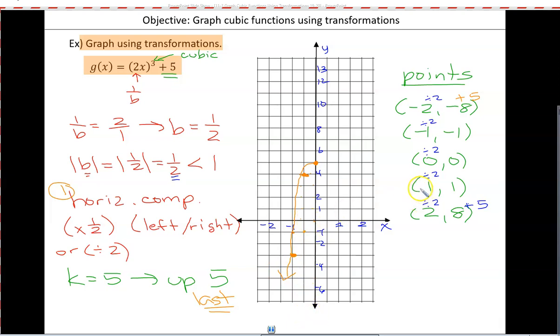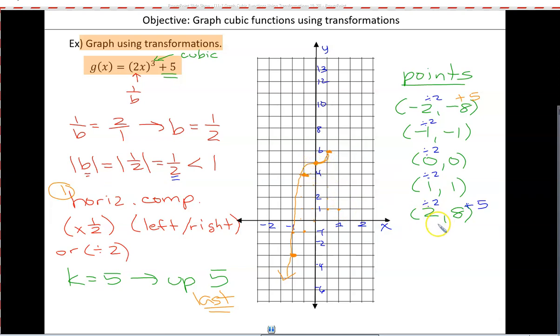Then I've got my 1, 1. So 1, 1 actually starts right here. So I do that horizontal compression. So this 2 squares compresses to half of that, which is 1 square, which is at 1/2, which makes sense because 1 divided by 2 is a half, or 1 times a half is a half. Then it moves up 5. 1, 2, 3, 4, 5, and ends up right there. Remember, this is where it changes to a bowl shape on the other side.